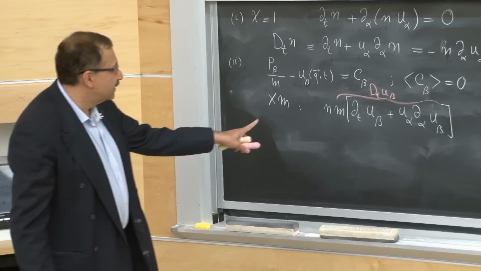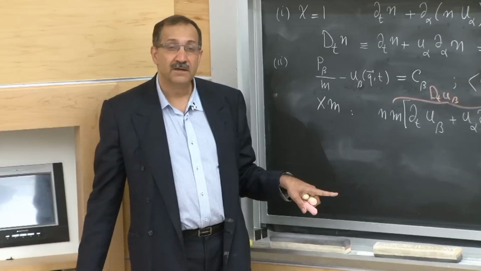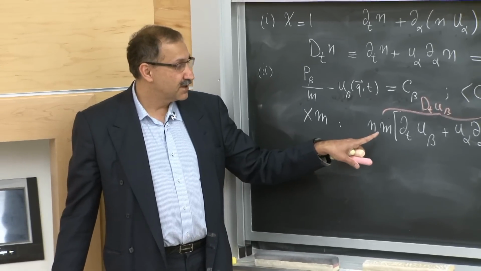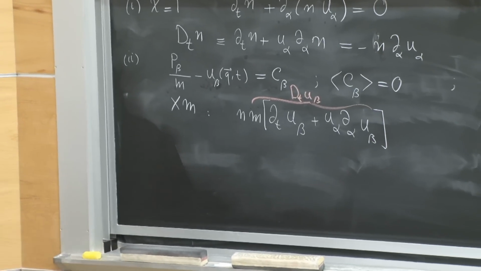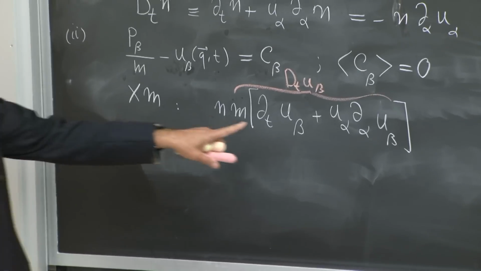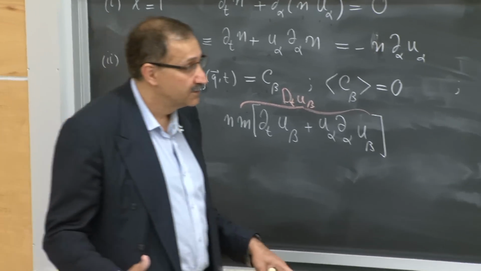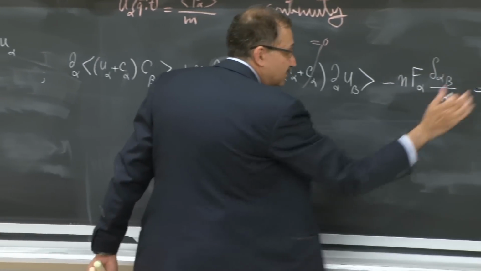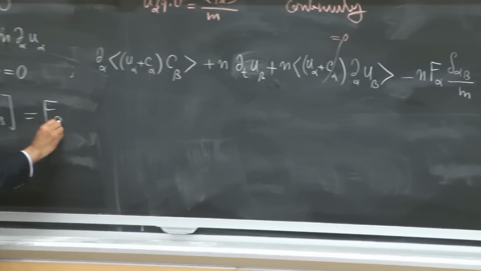So these two terms, the stream derivative of velocity with time times mass, mass times the density to make it mass per unit volume, looks like an acceleration. So it's like mass times acceleration. Newton's law, it should be equal to the force. And what do we have if we take this to the other side of the equation? We have f beta.